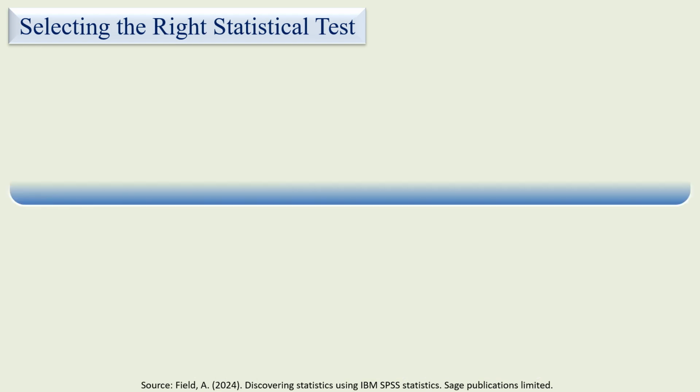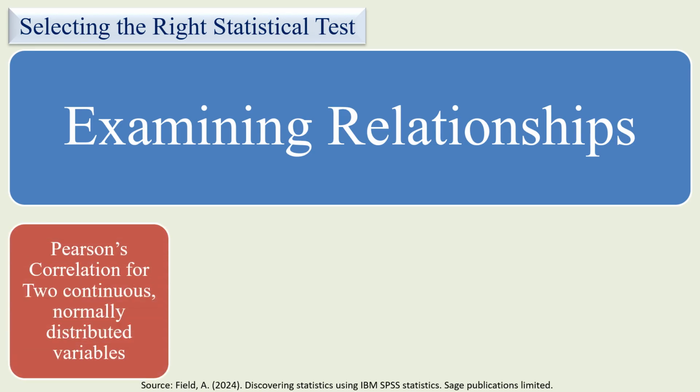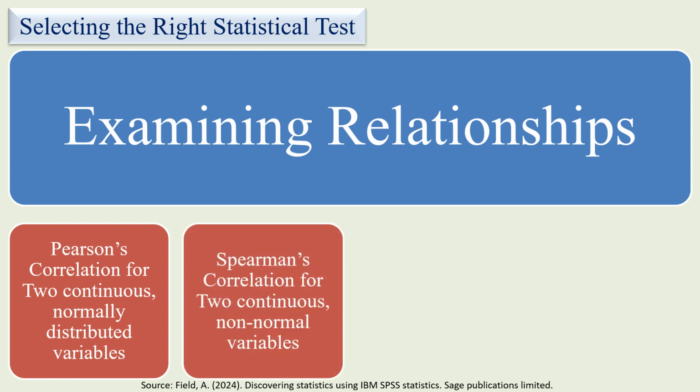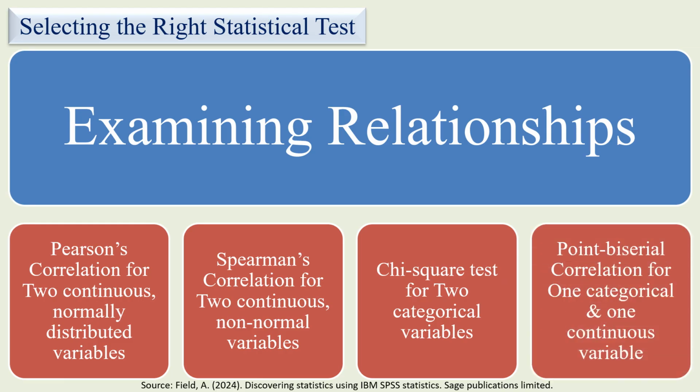Second, for examining relationships, in other words examining associations or correlations. Applied, Pearson's correlation for 2 continuous, normally distributed variables. Applied, Spearman's correlation for 2 continuous, non-normal variables. Applied, chi-square test for 2 categorical variables. Applied, point biserial correlation for 1 categorical and 1 continuous variable.